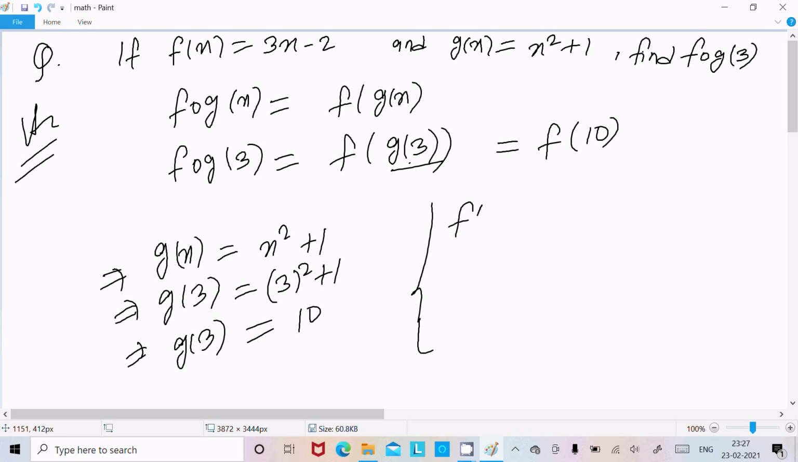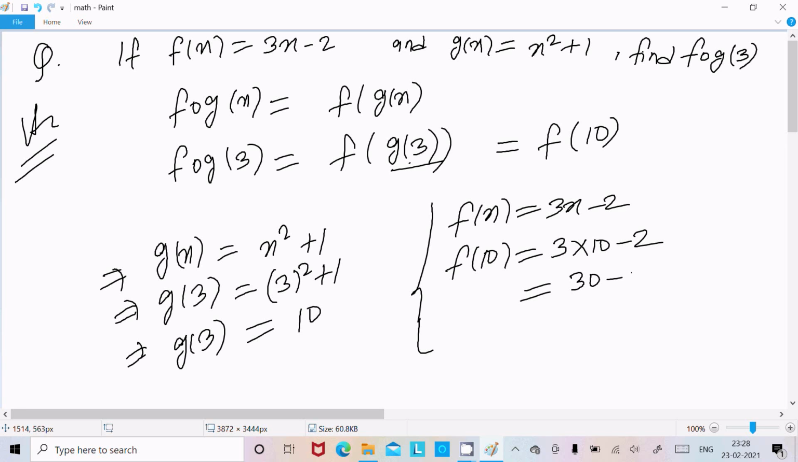So here the f(x) value is 3x minus 2. So if I calculate f(10), so 3 into 10 minus 2. 3 into 10 is 30, 30 minus 2 comes 28. So the f(10) value is 28, that is the answer. So this is the way we can find out the value of f∘g(3).